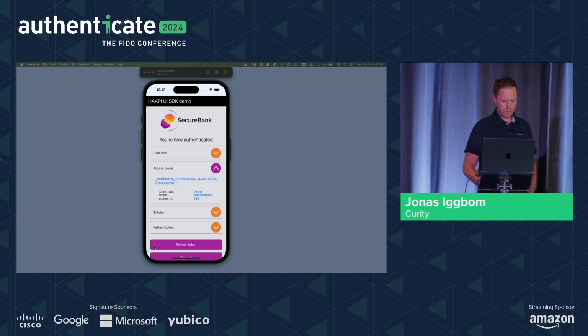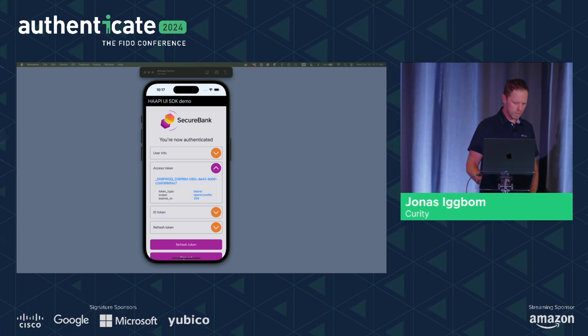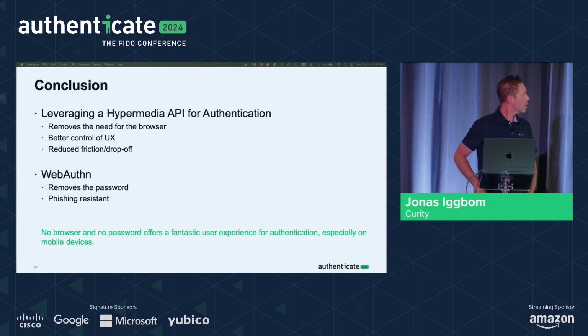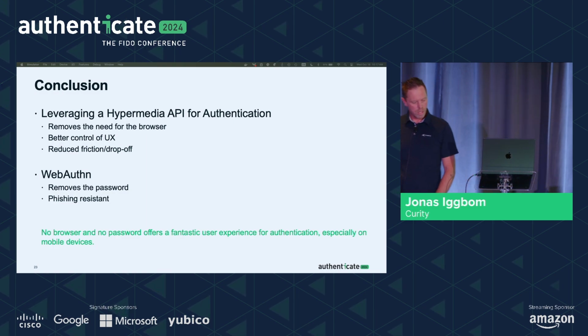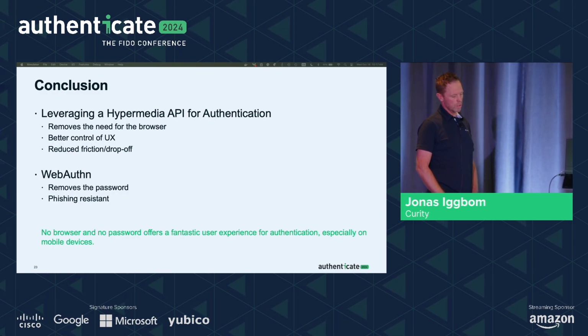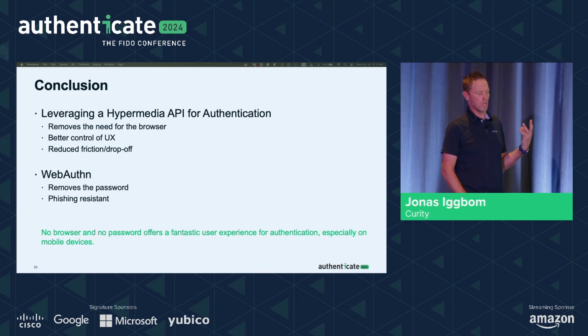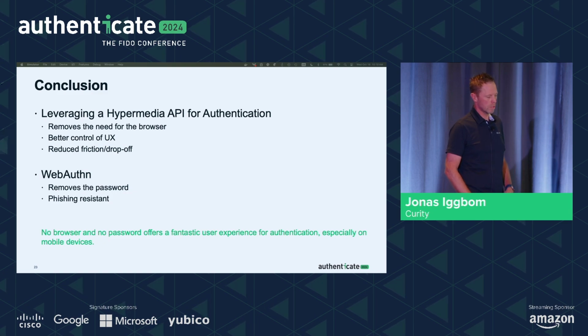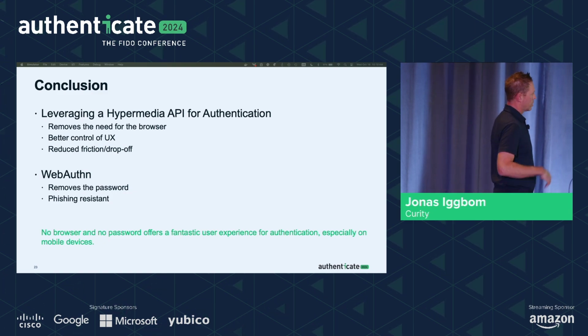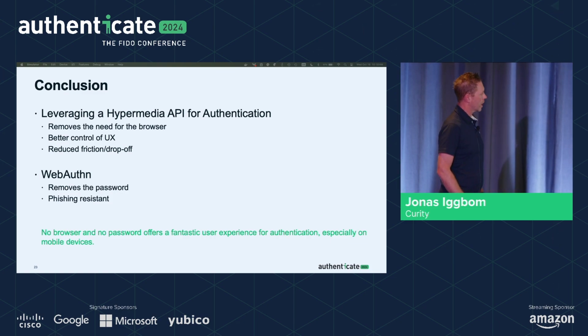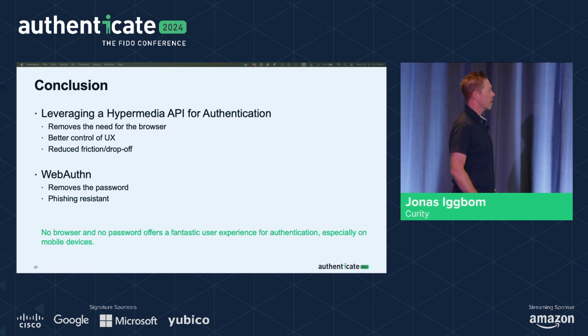So, in conclusion, leveraging a Hypermedia API for authentication removes the need for the browser. It gives much, much, much better control of the UX. Application developers on mobile platforms love it. It reduces the friction of popping out to a browser context in a mobile application and makes the user stay within the application itself.